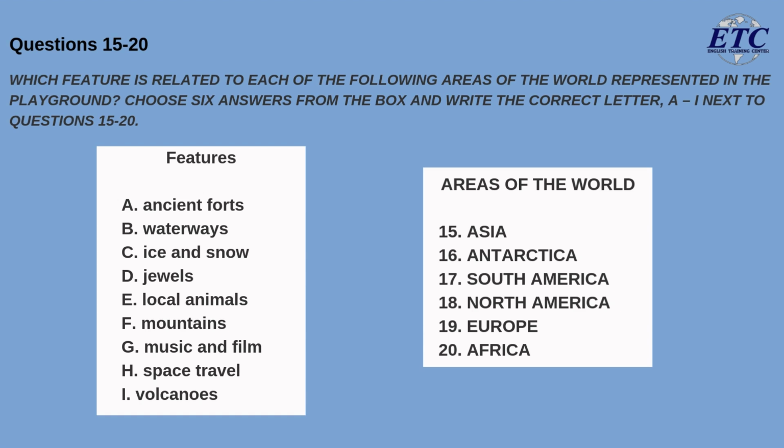Here's a sample question. Which feature is related to each area of the world in a playground? As you listen, you'll match the correct feature. For example, ice and snow with Antarctica, or volcanoes with South America. Using elimination and keyword recognition will help you get the right answers. First, let's tackle the questions one by one. The first continent we have to match is Asia.